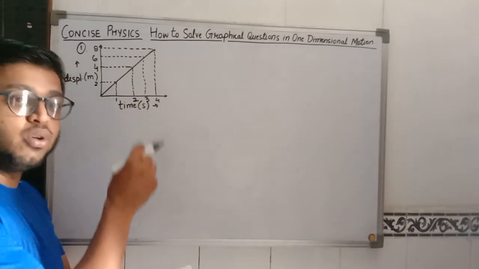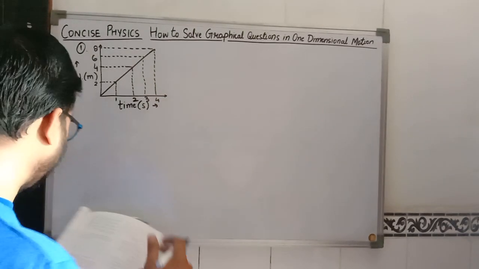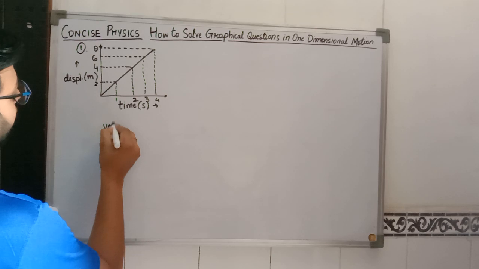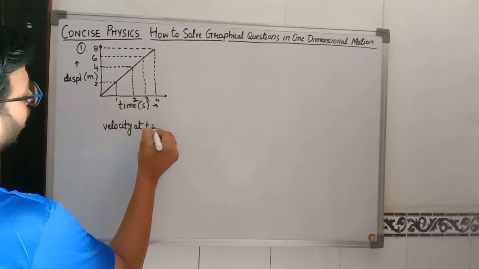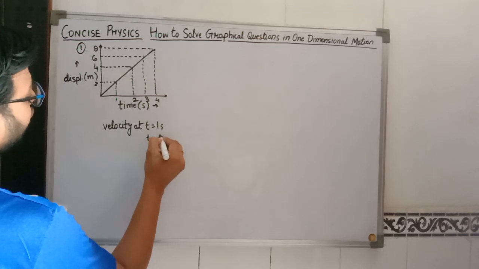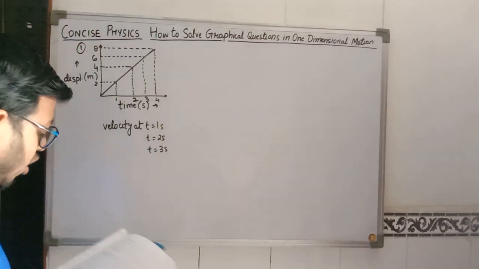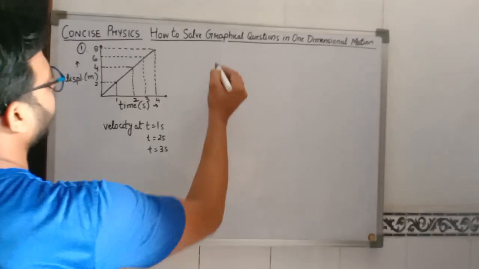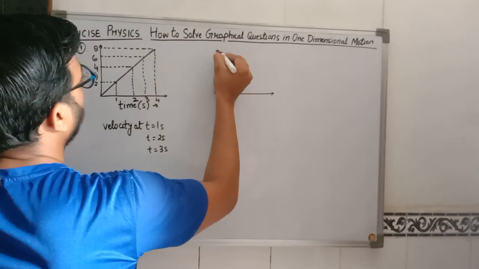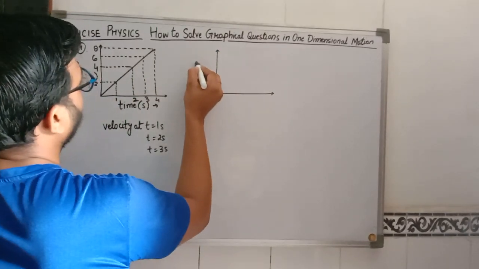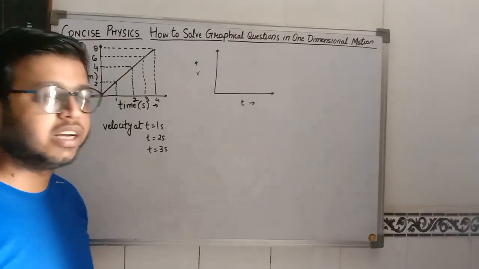Now we have to use it to calculate the velocity of the body at t equal to 1 second, t equal to 2 second, and t equal to 3 second. Then draw the velocity time graph. Then we have to draw a different graph between velocity and time. This is velocity and this is time. So first of all, we have to calculate the velocity.